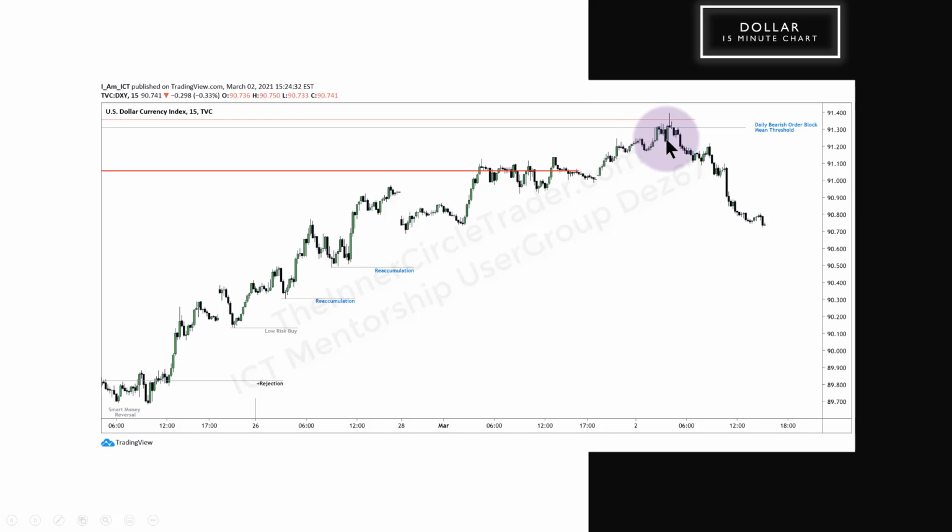You don't need that. Okay, you don't need to touch that breaker. And here's enough for the logic. And it's just below the SIBI here. Sell side imbalance, buy side inefficiency, or fair value gap.